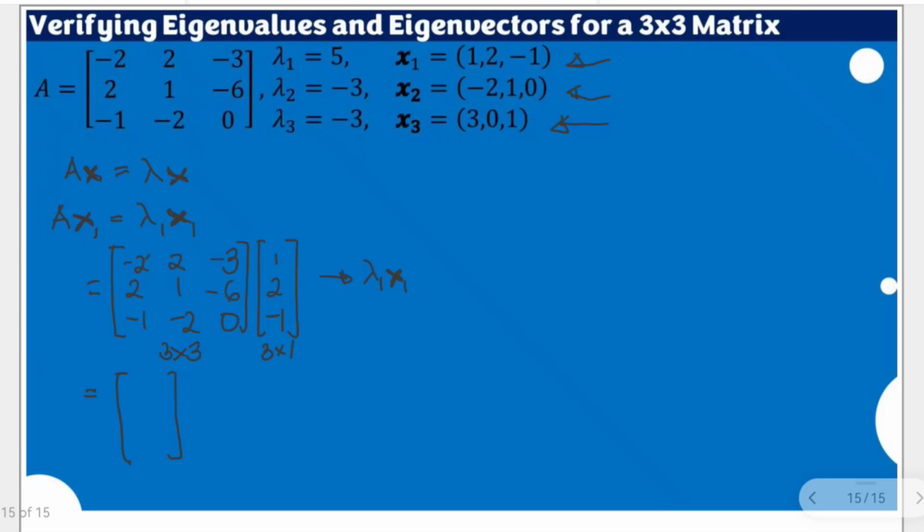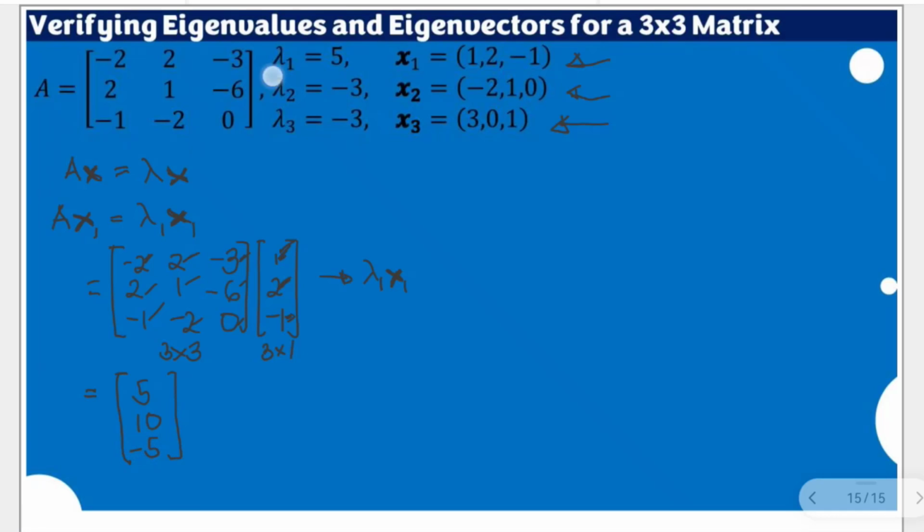Let's do it step by step. Negative 2 times 1 is negative 2. 2 times 2 is 4. So negative 2 plus 4 is positive 2. Negative 3 times negative 1 is positive 3. So positive 2 plus positive 3 gives you positive 5. Next, 2 times 1 is 2, 1 times 2 is 2, so 2 plus 2 is 4. Negative 6 times negative 1 is positive 6. 4 plus 6 is 10. Next, negative 1 times 1 is negative 1, negative 2 times 2 is negative 4, so negative 1 plus negative 4 is negative 5. 0 times negative 1 is just 0, so this is negative 5.